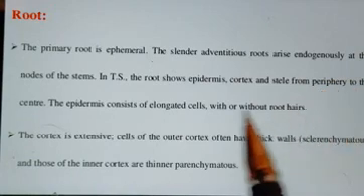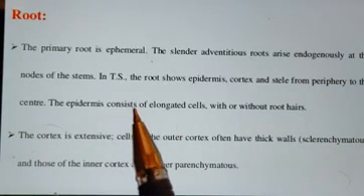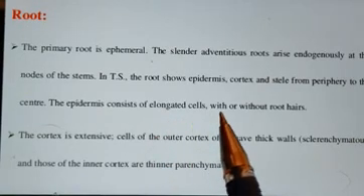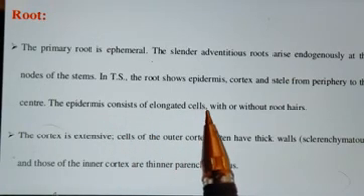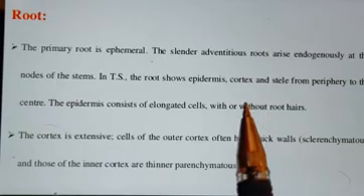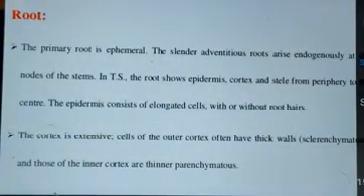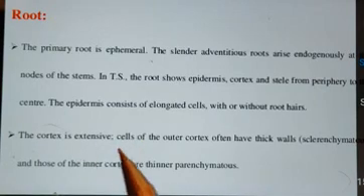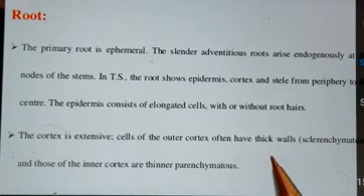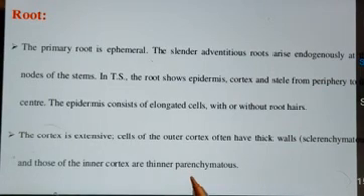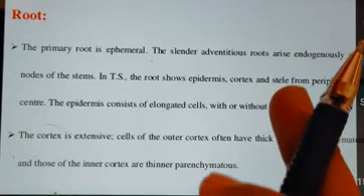From periphery to the center, the epidermis consists of elongated cells with or without root hairs, means root hairs may be present or may not be present. The cortex is extensive. Cells of the outer cortex often have thick walls, sclerenchymatous, and those of the inner cortex are thinner, parenchymatous. These sclerenchymatous cells and thinner parenchymatous cells are present inside the roots.